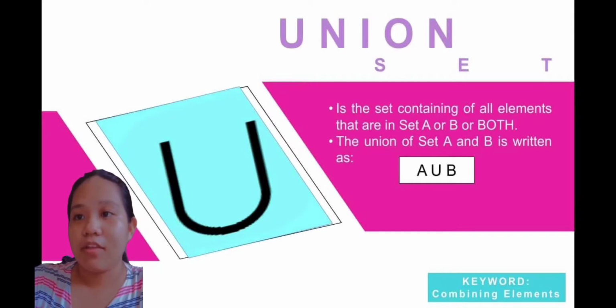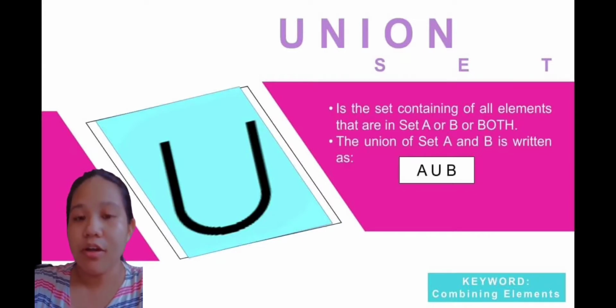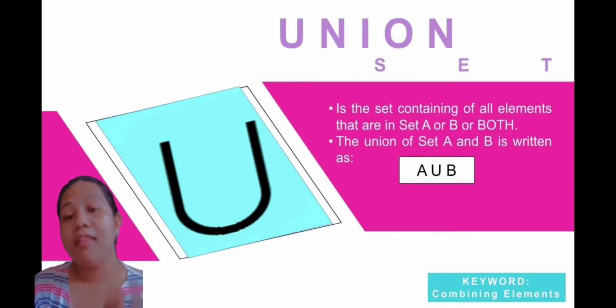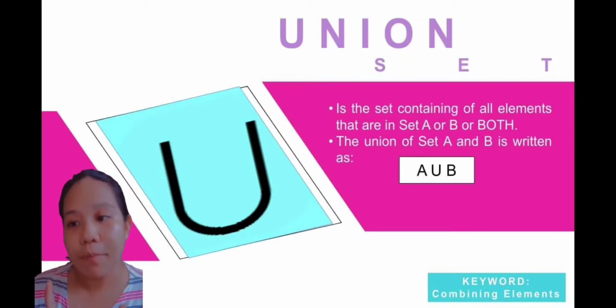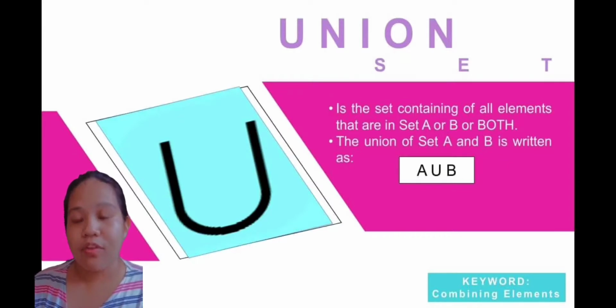So let's start. Union set is the set containing all elements that are in set A or B or both. Ibig sabihin nito, ang lahat ng elements na nasa set A and set B will going to combine para makuha natin yung union set nilang dalawa. So, the union of set A and B is written as A, uppercase letter U, which means union B. Set A, union of B.